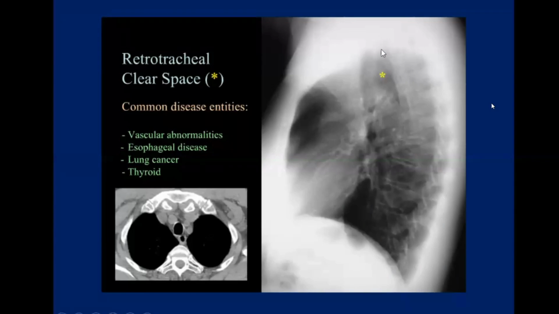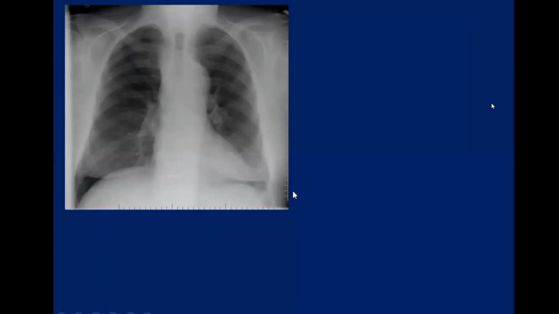The retrotracheal clear space is, as I mentioned, the space located between the trachea, the aortic arch, and the anterior aspect of the vertebra. Here you may see obliteration related to vascular abnormalities, esophageal diseases, lung cancer, thyroid lesions, vertebral lesions, etc. I will show you an example. So this patient presenting with acute chest and neck pain.